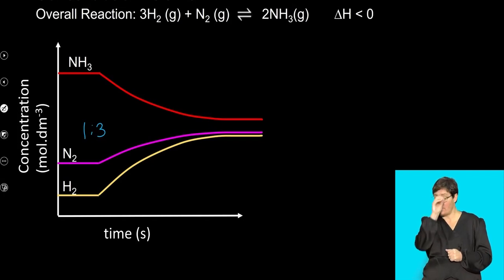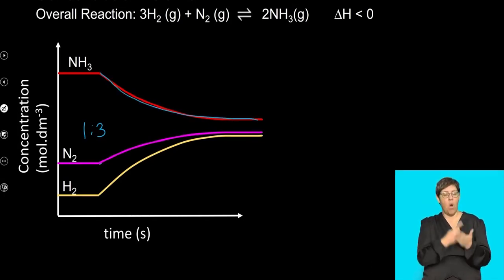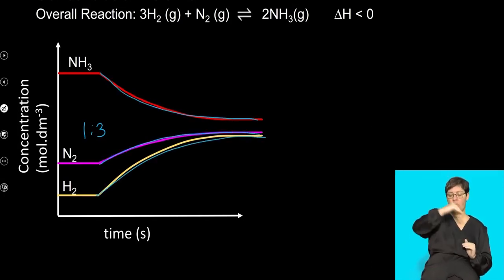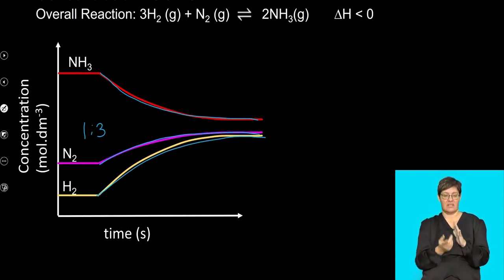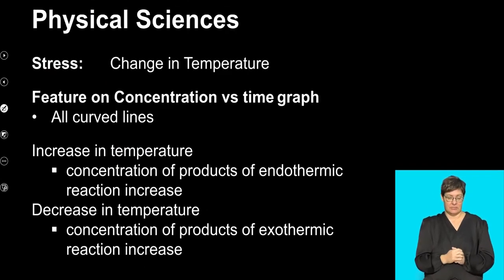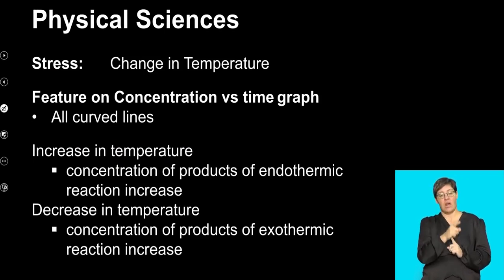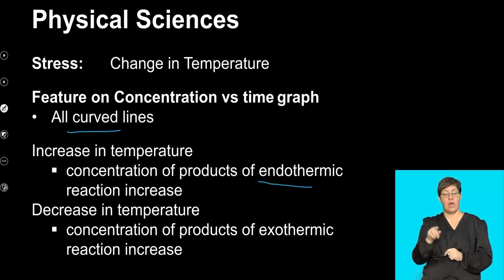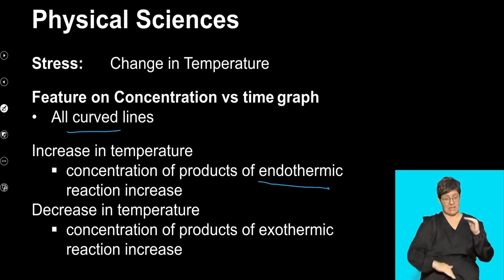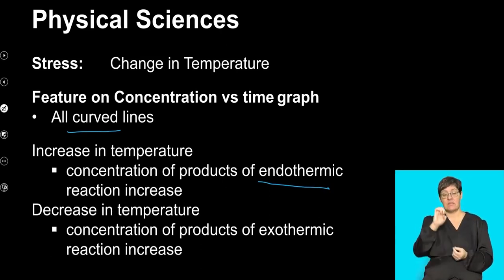But what you need to note here is we only have curved lines when we look at temperature as a disturbance. So the feature on your concentration versus time graph is all lines are curved. We will see that an increase in temperature will show that the concentration of your endothermic reaction increases. With a decrease in temperature, the concentration of the products of your exothermic reaction will increase.